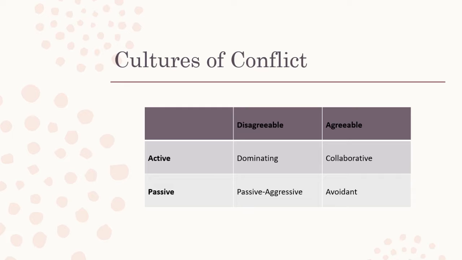Whereas someone who is disagreeable and active is going to be seen to the left of that as dominating, or below it is passive aggressive if they're not actively voicing their concerns or engaging in the situation. And lastly, agreeable but passive is going to be seen as avoidant, and so that's not contributing too much because they are just going along with what everyone else says. So these are the 4 breakdowns and categories that you'll mainly see in the workplace with how people handle and address conflict when it arises.